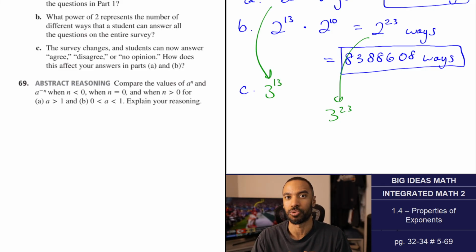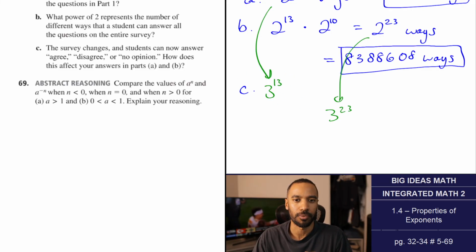But basically, now your base is 3. 3 to the 13th I can write out. But now your base is 3 instead of the other way.